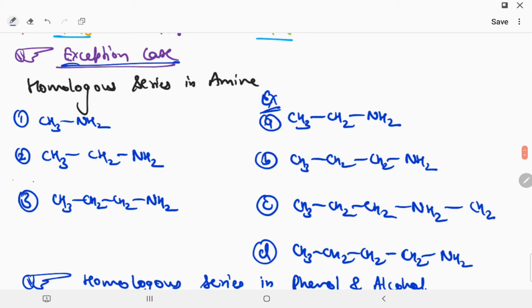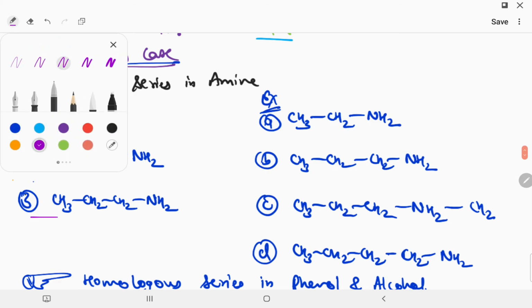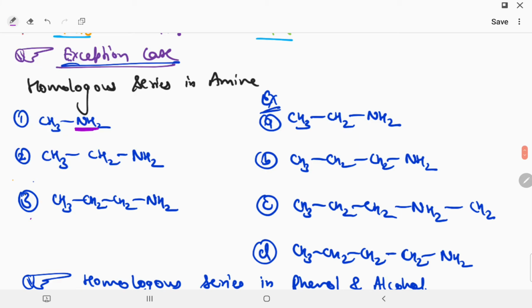Now in this we go with the degree. Sir, how do we go with the degree? Now this is called a 1 degree amine, where the nitrogen is attached to one carbon. So this is a 1 degree amine. This is also a 1 degree amine. This is also a 1 degree amine. And the difference is CH2, the difference is CH2. So this is a homologous series of amines.